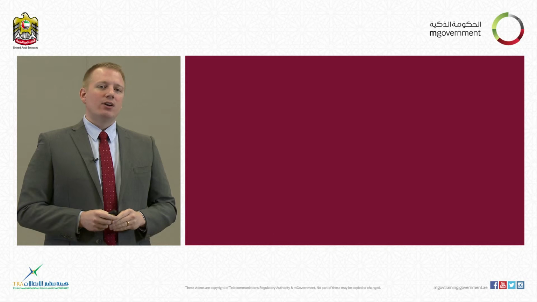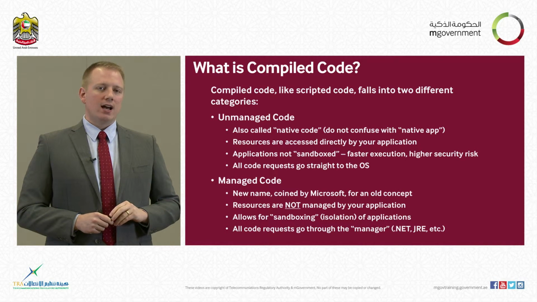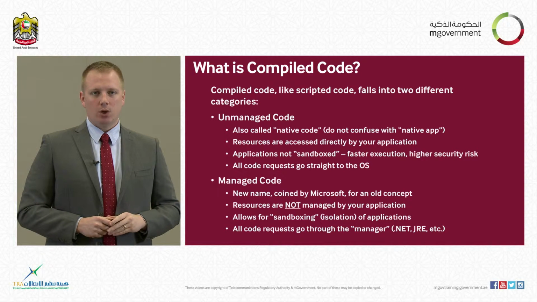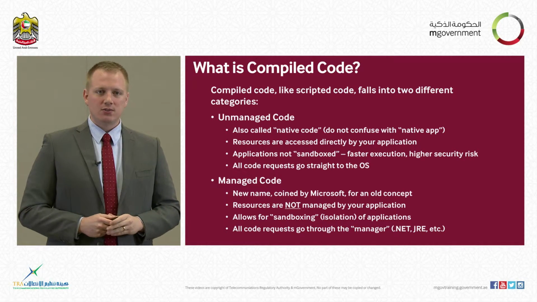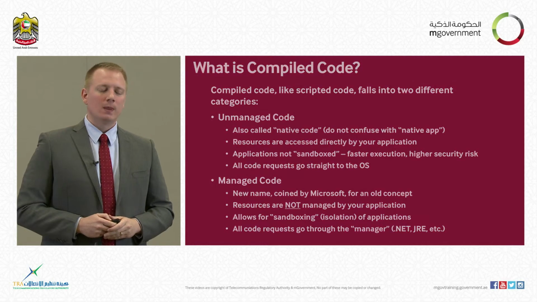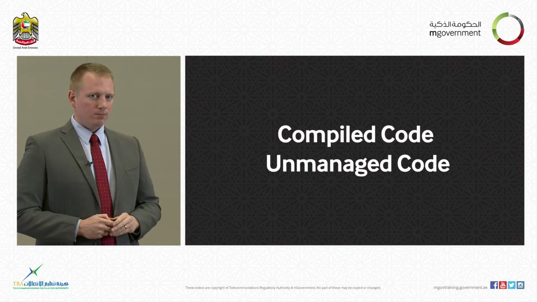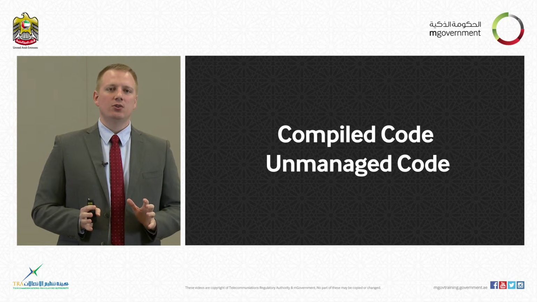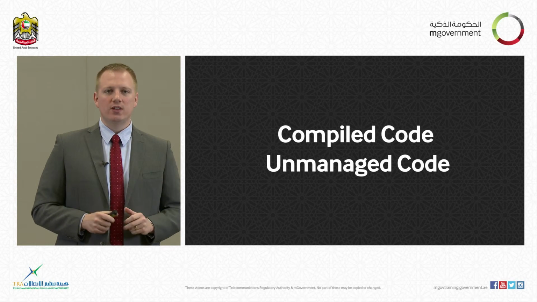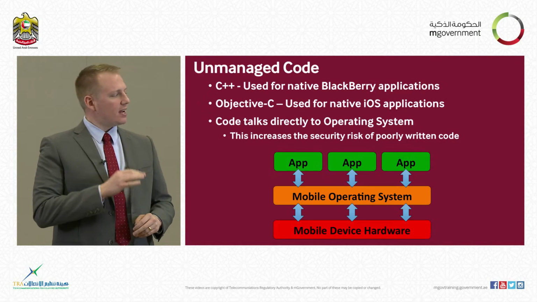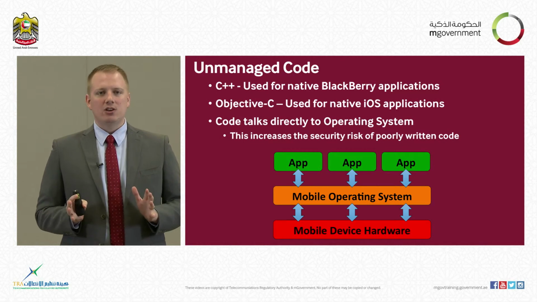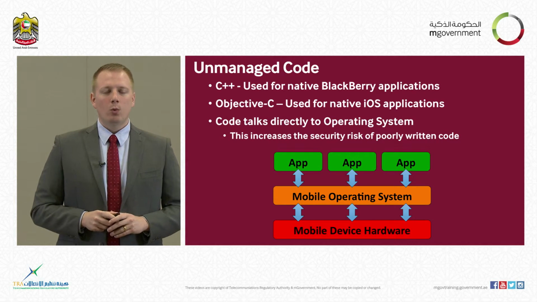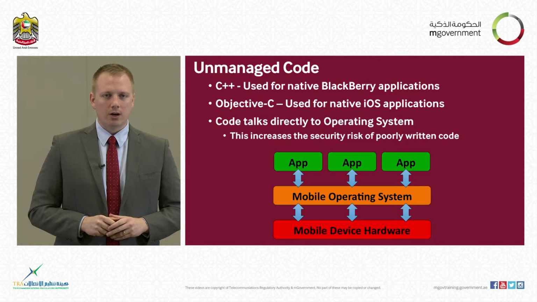And we can break it down into two categories that we are going to discuss. There is unmanaged code and there is managed code. The differences between these, we'll get to them right now. Unmanaged code. This is code that has direct access into the operating system and the resources that it provides. As you can see in this example, any applications can interact directly with the mobile operating system, which itself has direct control of the hardware.